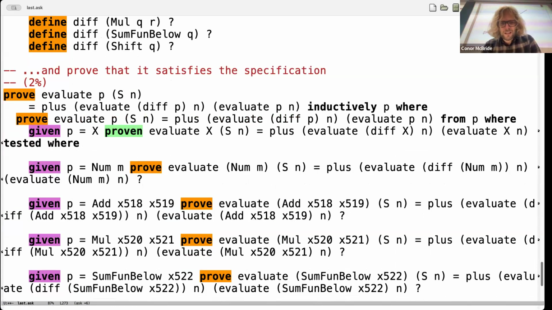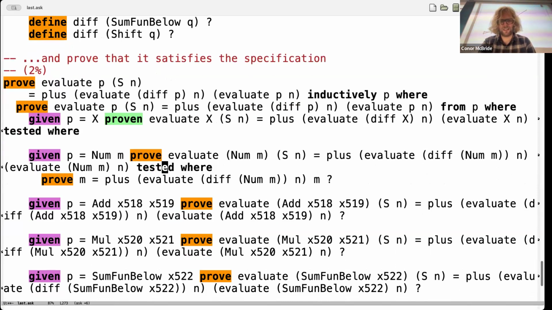Okay. And then I see what I have to do. So I need to prove that if I evaluate... okay, so again, I shouldn't do too much thinking myself. I'll just say test first. And that's going to compute as much as it can. So the left-hand side really is just M.